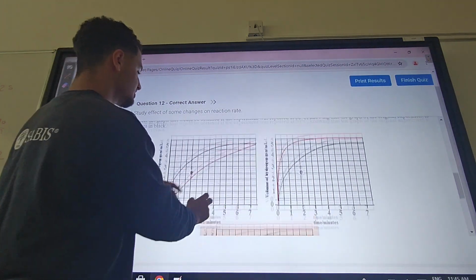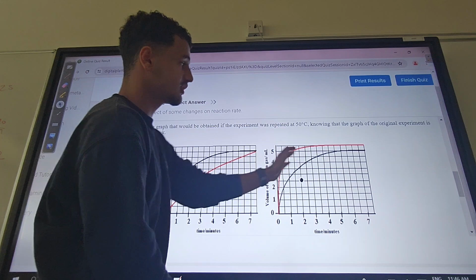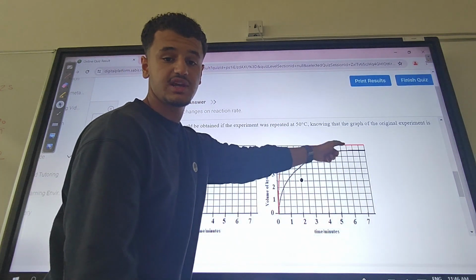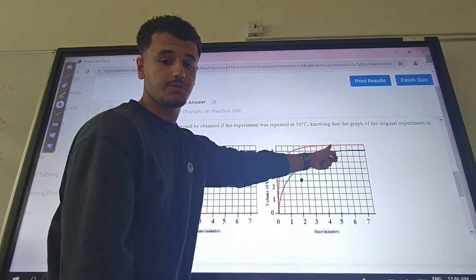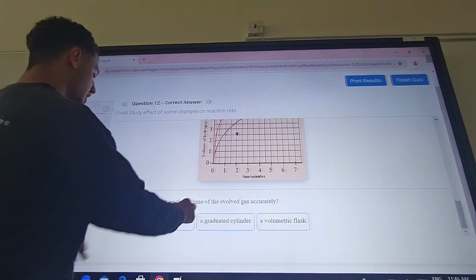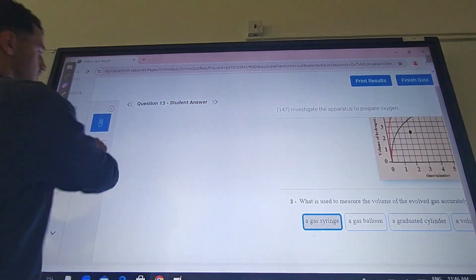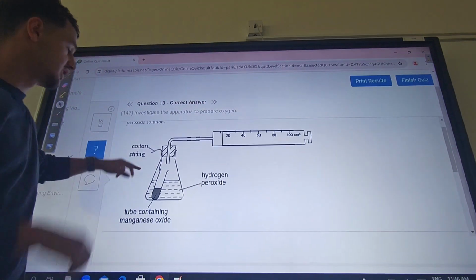It's going to be this one. Why is it not this one? Because this is under. Why is it not this one? Because they don't have the same final point. You see this one's here and this one's up here. Okay? How do you measure the gas? Obviously a gas syringe. Okay, then here, question 13.